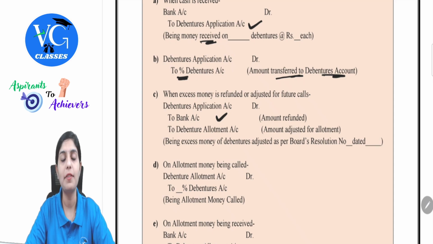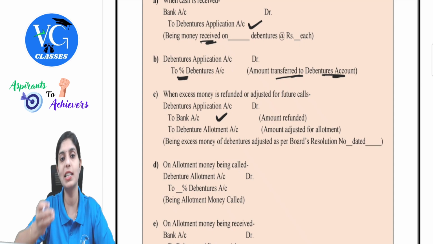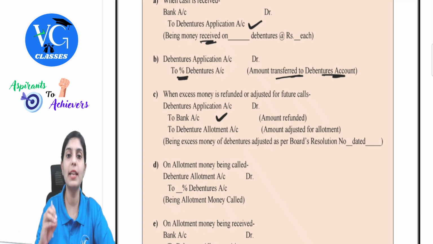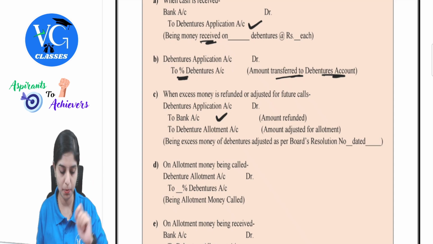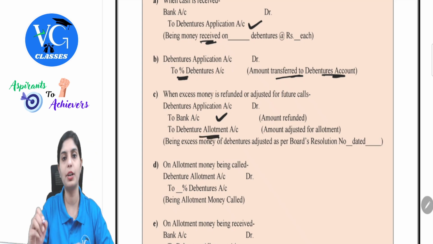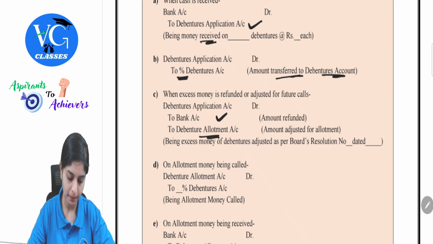Sometimes if I receive allotment money in advance, there is no pro rata concept, just receiving allotment money in advance. So then I will transfer a partial amount of excess application money towards debenture allotment account. So this would be the entry.